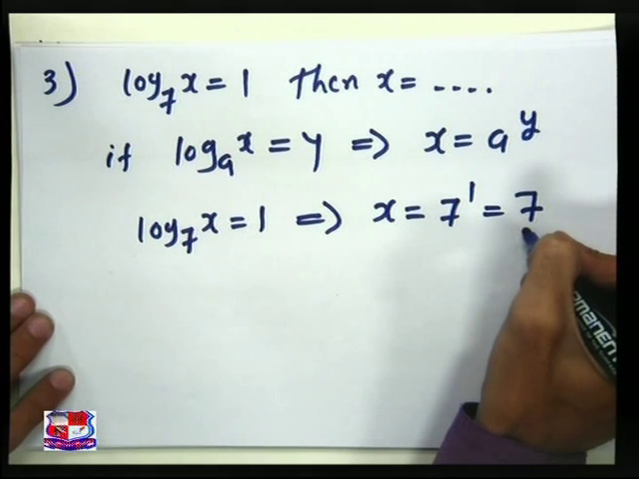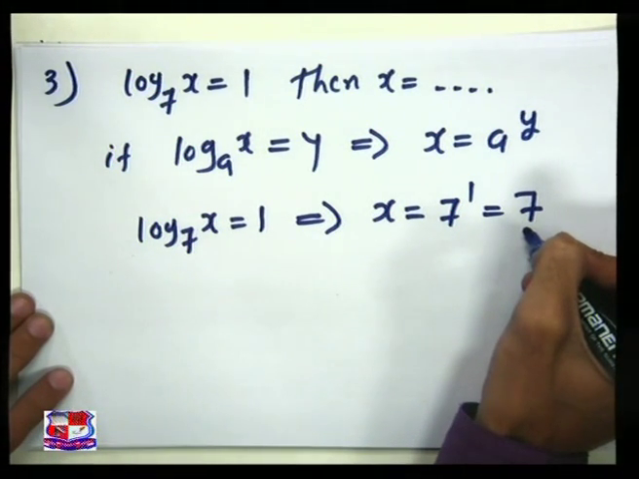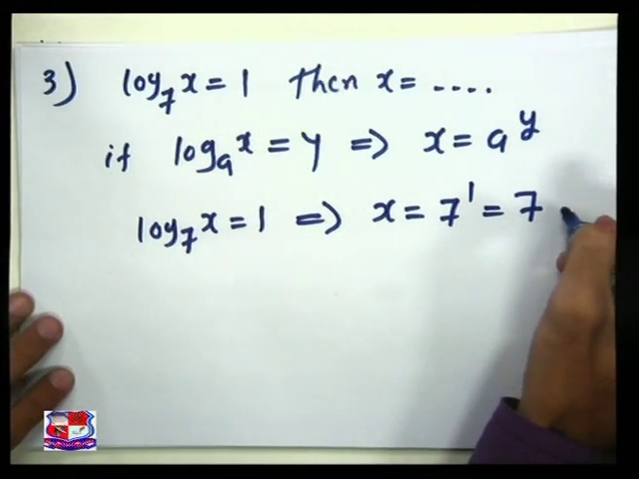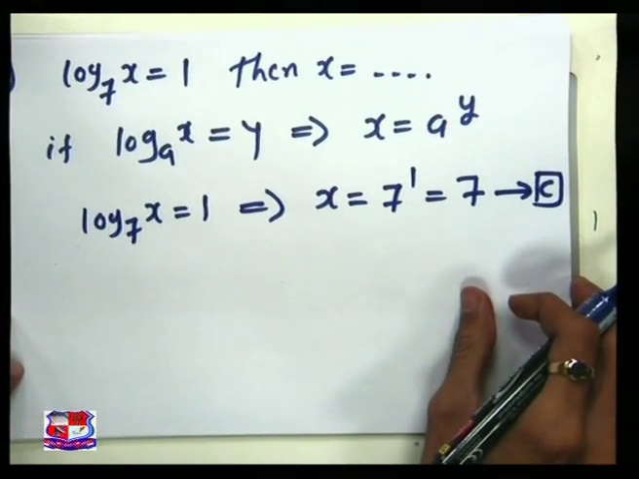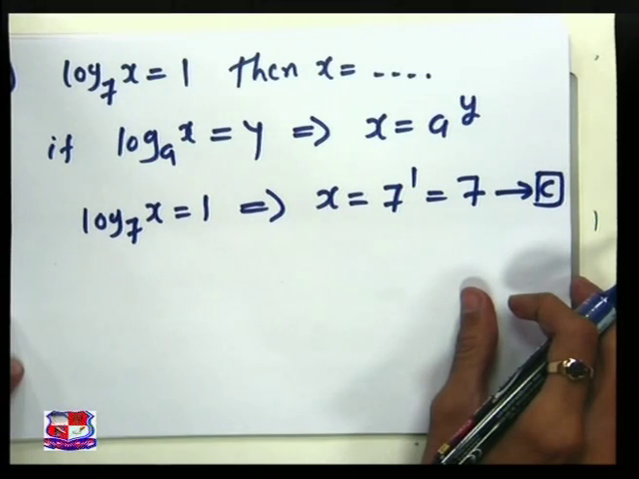So 7 is our answer, and 7 is in option C. So our answer is C for the third question.